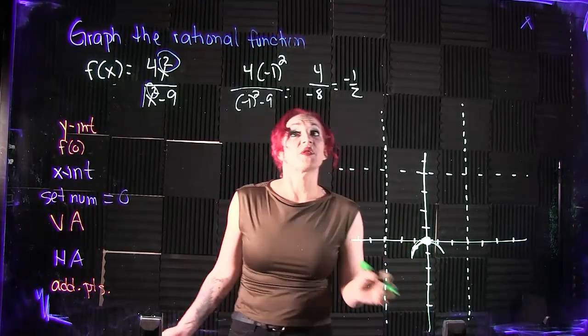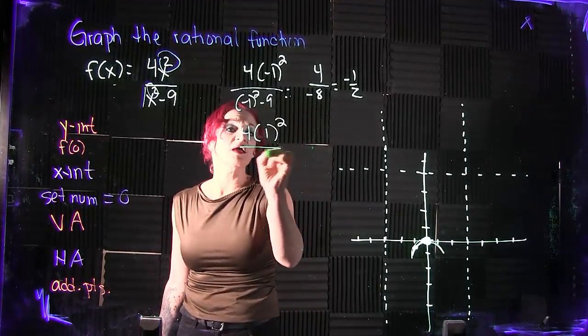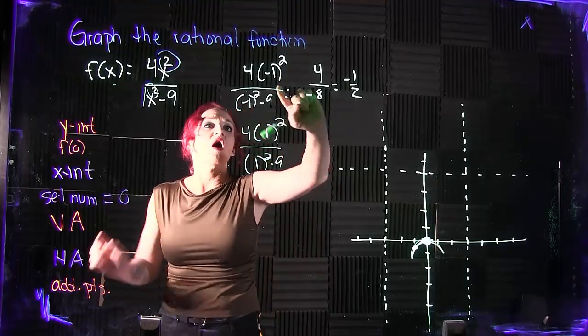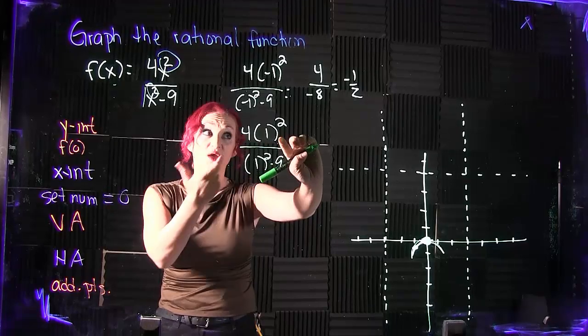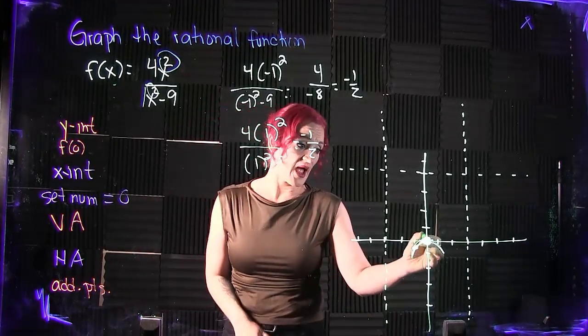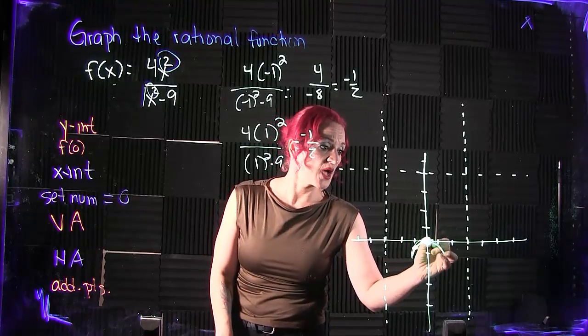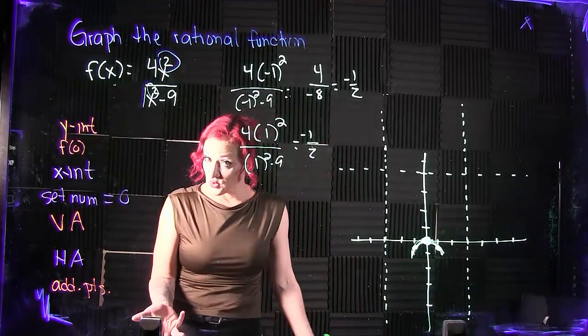If I plugged in a positive 1, this would actually end up being the exact same thing, just because if you see here, our x's are squared, so whether it's negative or positive, they're going to end up being 1. So when I put in a positive 1, I also get a negative 1/2, which just tells me I have the point 1 and a negative 1/2. Which means that my graph is doing what I assumed it to do.